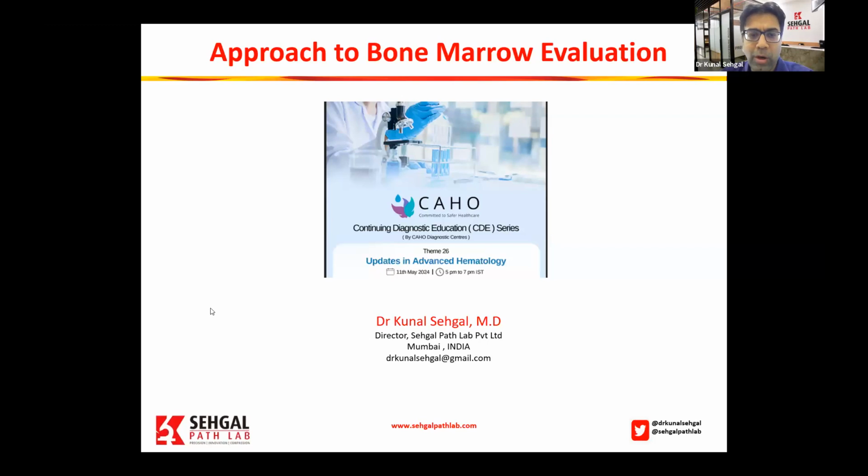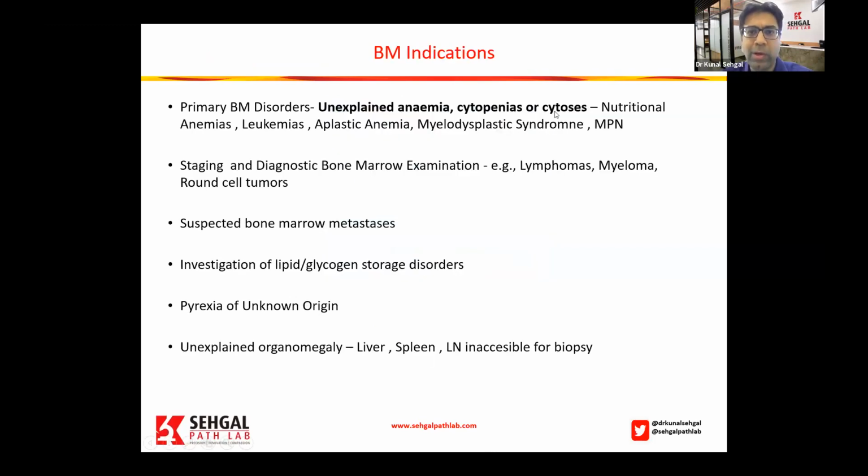So moving on, when we talk about bone marrow evaluation, we always first need to know what the indications of doing a bone marrow are. Typically, the most common indications would come from primary bone marrow disorders. They may be any kind of unexplained anemia or cytopenia, or there may be a cytosis. So you may have a low hemoglobin anemia or a polycythemia. You may have a thrombocytopenia or a thrombocytosis. And this may vary from a nutritional anemia to an aplastic anemia to leukemia, MDS, and so on.